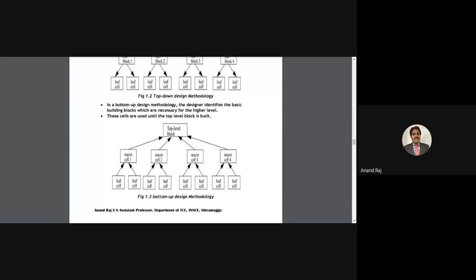For today's class, it is more than sufficient. In today's class, we dealt with the emergence of HDL and the typical design flow. Then we learned that in hierarchical modeling there are two types: top-down design methodology and bottom-up design methodology. We'll stop here, and continue with examples of top-down and bottom-up in the next class.